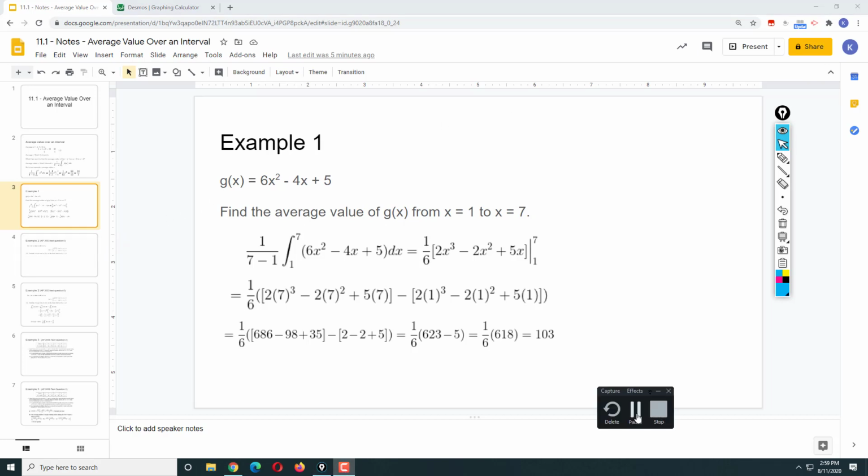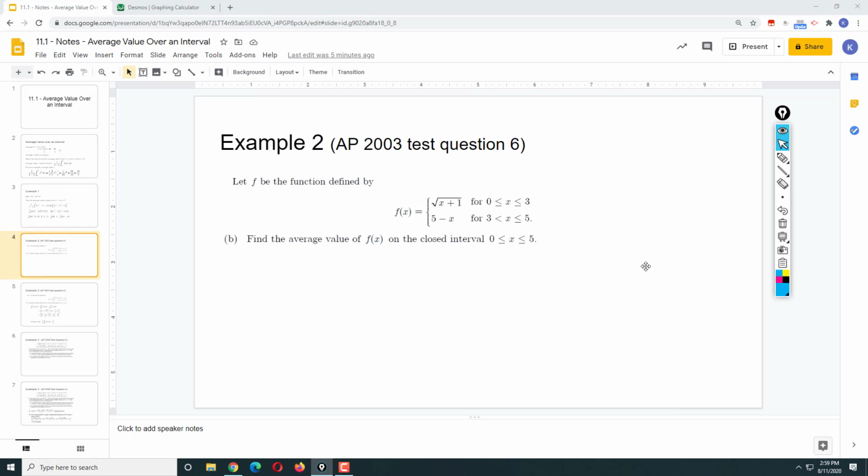Okay. Example 2. This is from the AP test. Let f be the function defined by this piecewise function: from 0 to 3, f of x is equal to the square root of x plus 1. From 3 to 5, f of x is equal to 5 minus x. We want to find the average value of f of x on the closed interval 0 to 5.